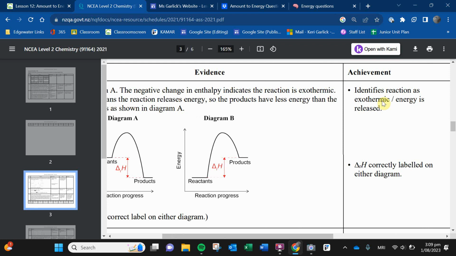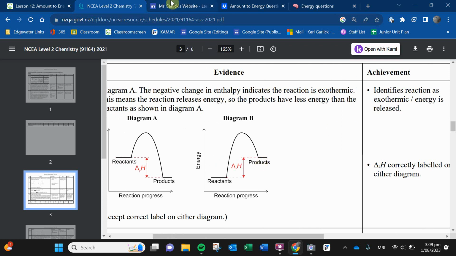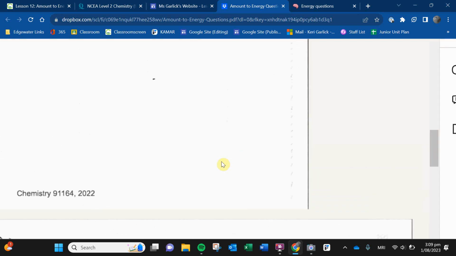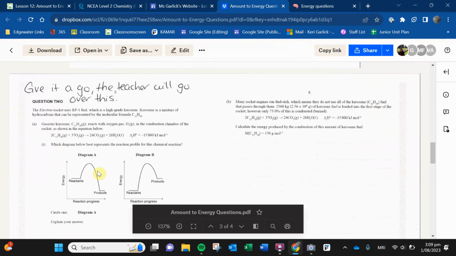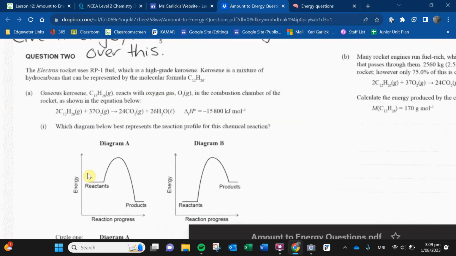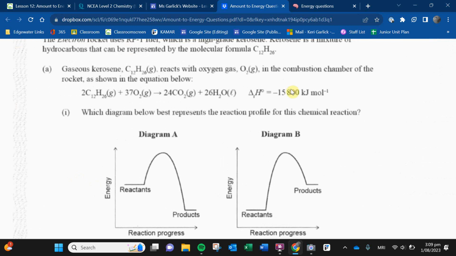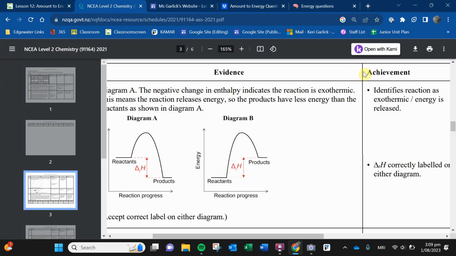Identify whether this reaction is endothermic or exothermic. So in this case, where did you go? Again, looking at the delta H, positive or negative number. It's a negative number, so that must be exothermic. So that was the achieved point. This, again, is what I'm referring to as take a guess. 50-50 chance of getting it right, even if you don't know what endothermic or exothermic means.